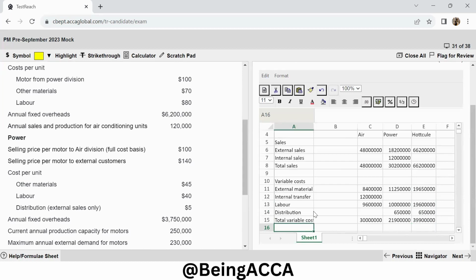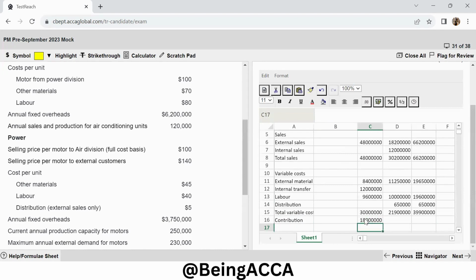Right. Now, let's go to the next thing that we have, which is our contribution. The contribution is nothing but the difference between your sales minus your variable costs. So this is the contribution for your air division. Similarly, this is the contribution for your power division also. I have just copied and pasted the same formula over here. And again, for the total company as a whole, sales minus variable costs is this figure. Now we have arrived at our contribution.